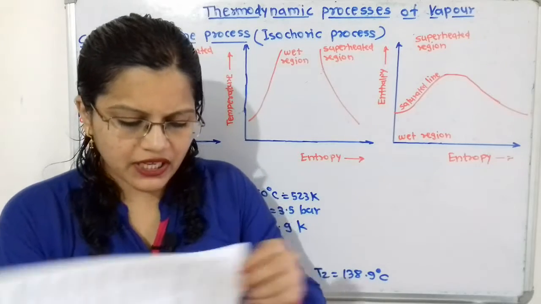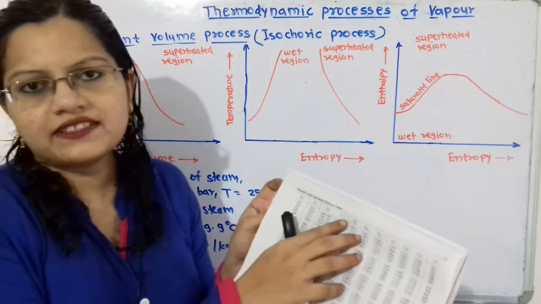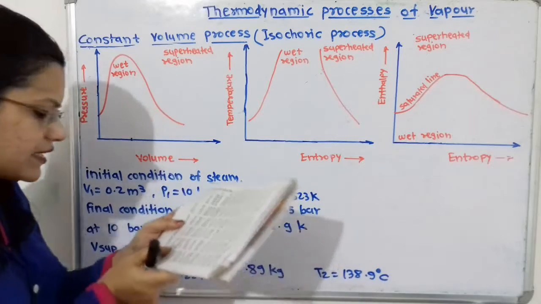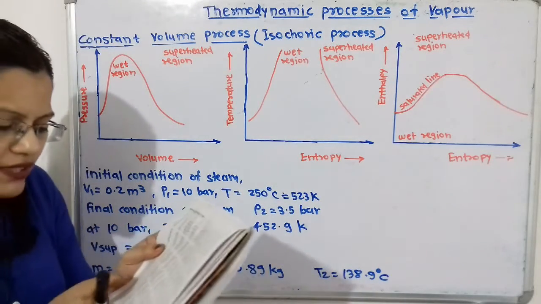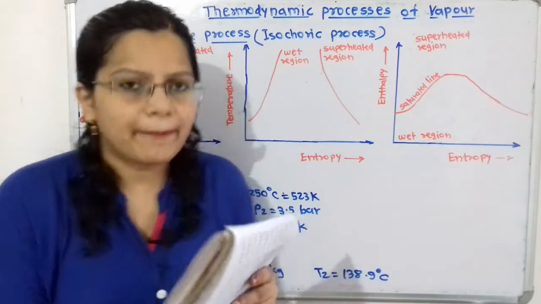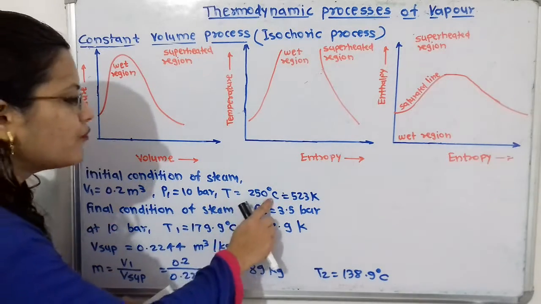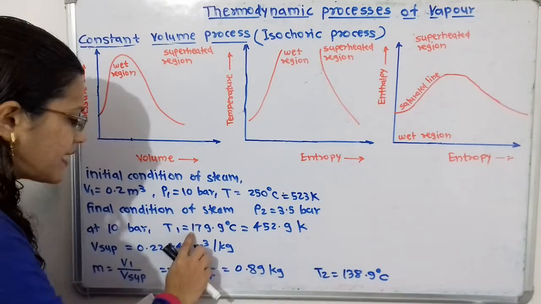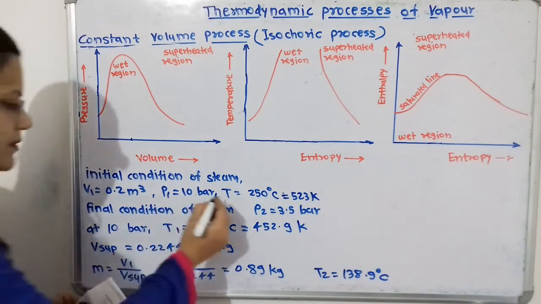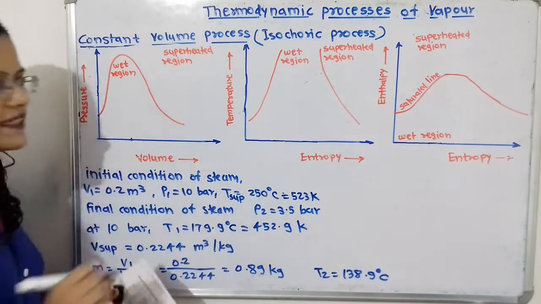So if we observe here, in the saturated water and steam pressure table at 10 bar, the temperature is given as 179.9 degrees Celsius. So this is the temperature for the saturated water and steam. But if we compare this temperature 179.9 and 250, 250 is greater than this temperature. So we will say that this is the superheated temperature. I will say this is T superheated, equal to 250 degrees Celsius.